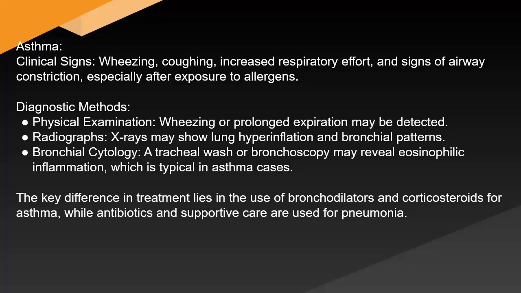Asthma. Clinical signs: wheezing, coughing, increased respiratory effort, and signs of airway constriction, especially after exposure to allergens. Diagnostic methods: physical examination. Wheezing or prolonged expiration may be detected. Radiograph. X-rays may show lung hyperinflation and bronchial patterns. Bronchial cytology. A tracheal wash or bronchoscopy may reveal eosinophilic inflammation, which is typical in asthma cases. The key difference in treatment lies in the use of bronchodilators and corticosteroids for asthma, while antibiotics and supportive care are used for pneumonia.